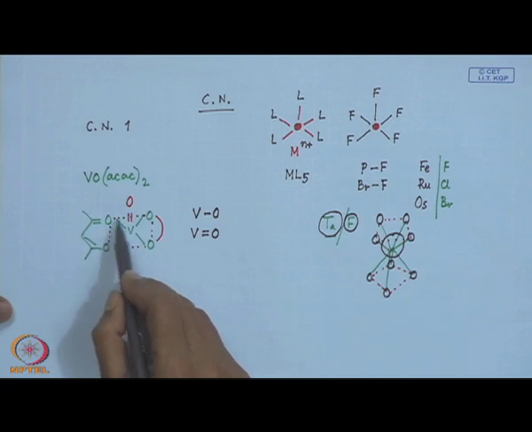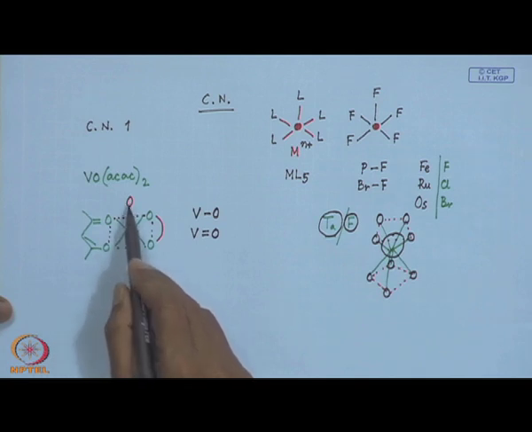So what we basically get is a square pyramidal geometry: a square plane, and the pyramid apex is the vanadium-oxygen double bond.